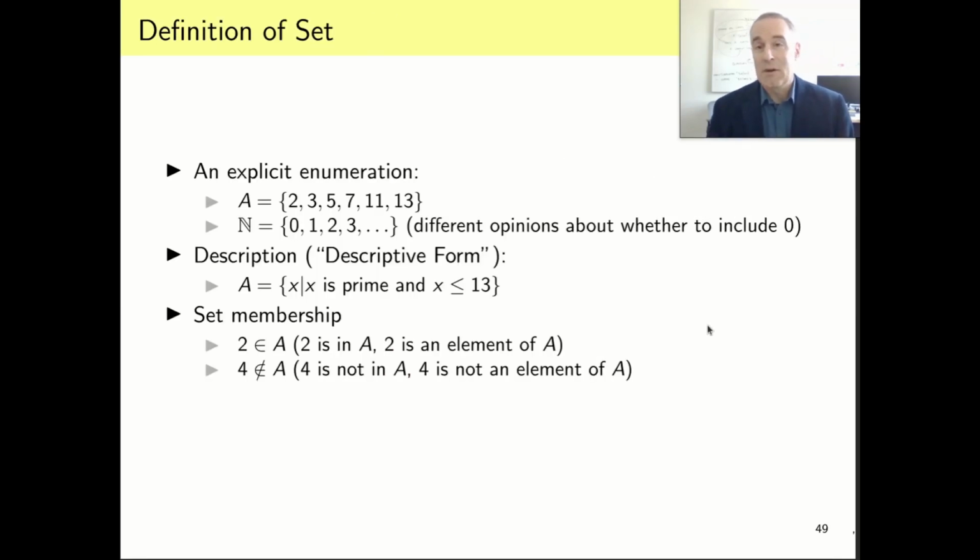So continuing with our definition of a set, we can have an explicit enumeration of a set. For example, the set A = {2, 3, 5, 7, 11, 13}. We've said those are the members of that set and no other. We can also give a sort of a pattern.